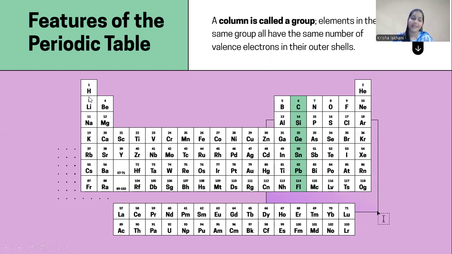Always remember that elements in a group will have common properties. The first group will have all common properties with the first group elements. The second group will have all the common properties with the second group elements. Let me explain it in Hindi for you guys to make it simpler.